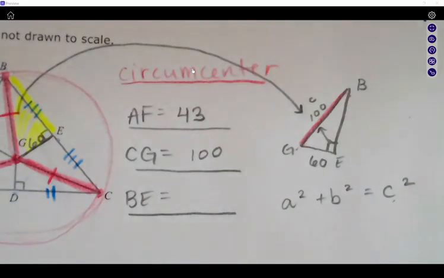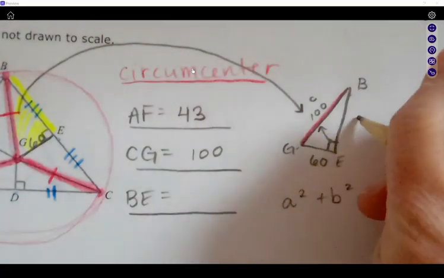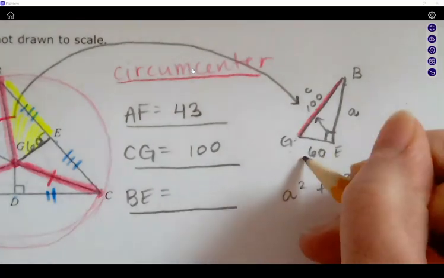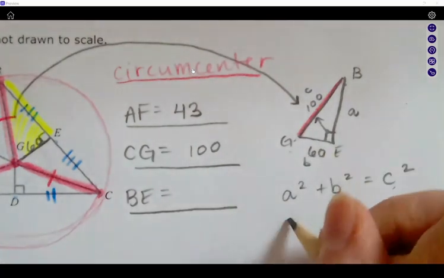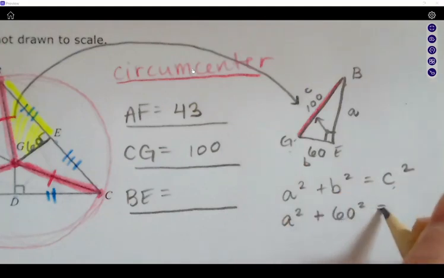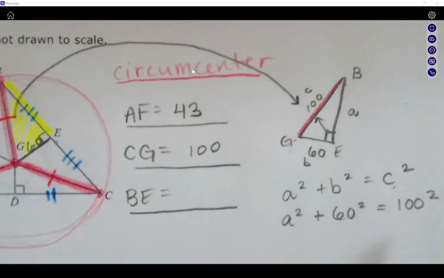So I'm going to call that little c. As far as your legs, A and B, it doesn't matter which side corresponds to A or which side corresponds to B. All that matters is that C is your hypotenuse. I personally like to let my unknown side correspond to A. So that's what I'm going to do. And I'm going to let my known measure correspond to B. So I have A squared plus 60 squared is equal to 100 squared.